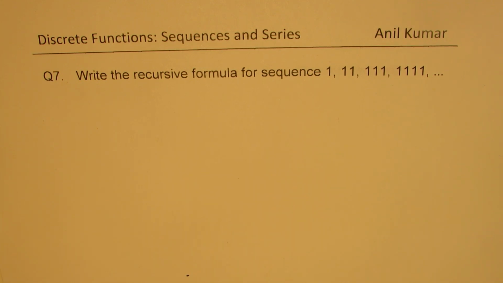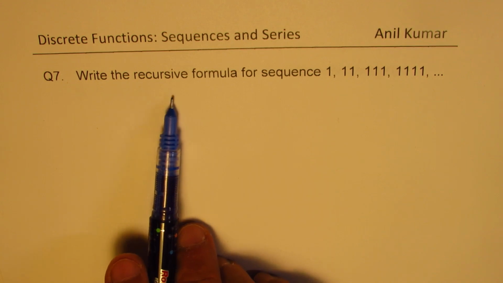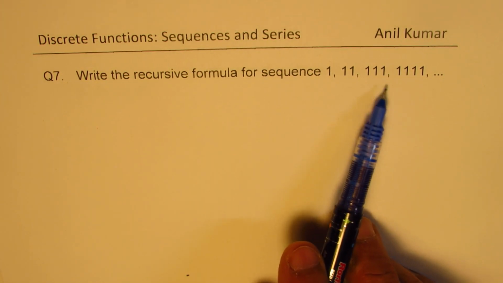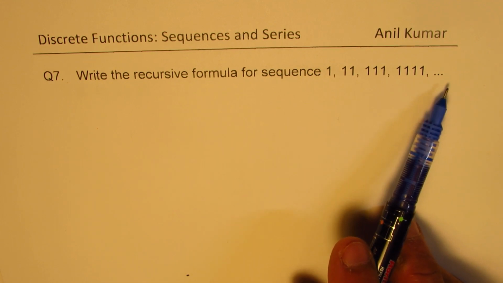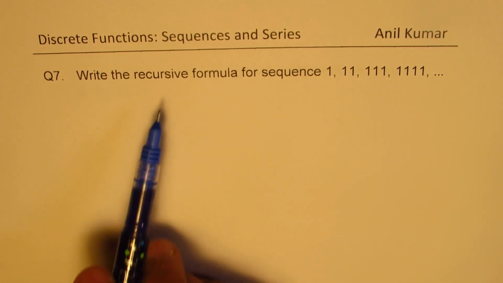Here is question number 7, which is: write the recursive formula for the sequence 1, 11, 111, 1111, 11111, and so on. You can always pause the video, answer the question, and then look into my suggestions. Now, how do we solve this?